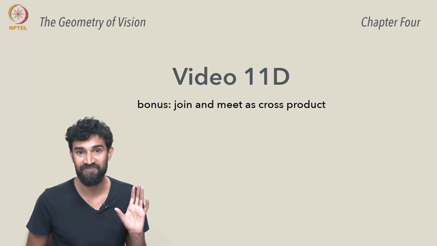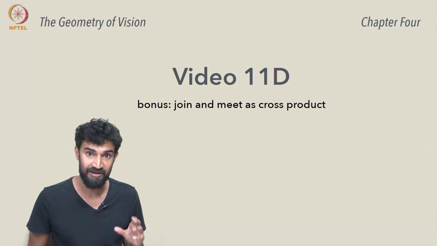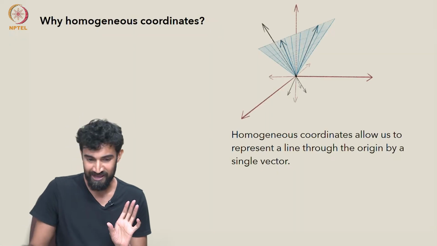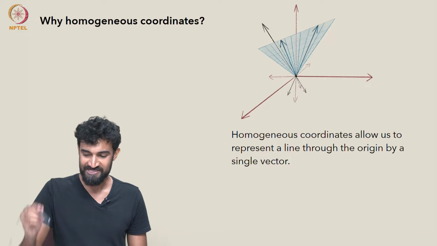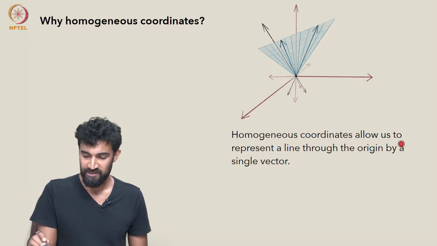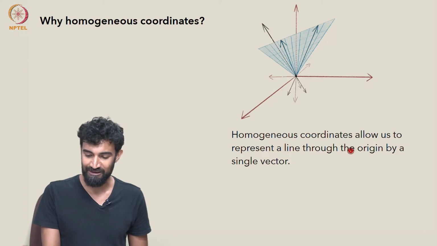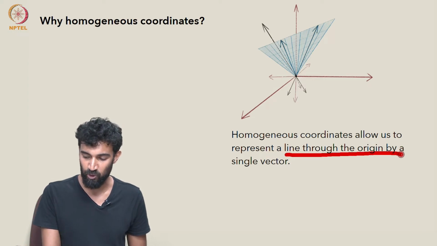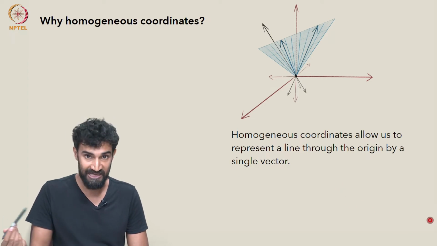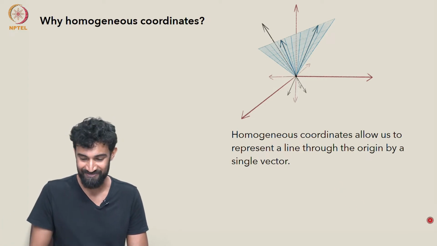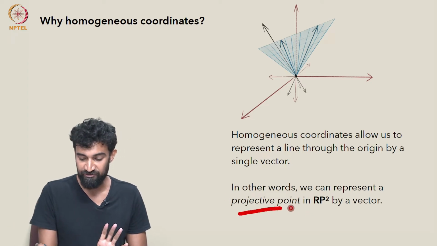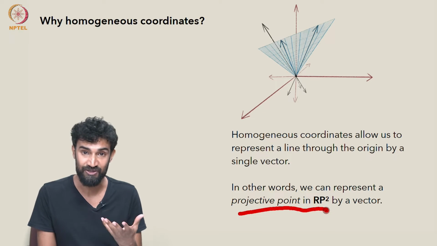So I want to look at a final application of this analytic framework, which will involve some linear algebra. And it'll also give us a sense of the power of homogeneous coordinates. So remember that homogeneous coordinates allow us to represent a line through the origin by a single vector. We have a lot of choice in that vector. It can be any vector lying along that line. In other words, we can represent a projective point in RP2 by a vector.